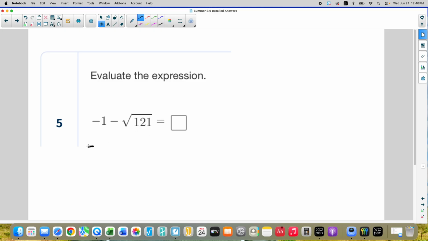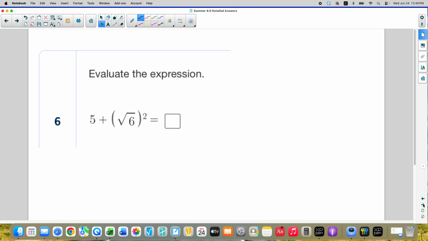Square root of 121 is a perfect square. That's 11, which makes negative 12. Here's a great one. So this square root and square will cancel, giving us 5 plus 6, which equals 11. Instead of doing rad 6 times rad 6, which makes rad 36, which makes 6, this is just way more efficient.